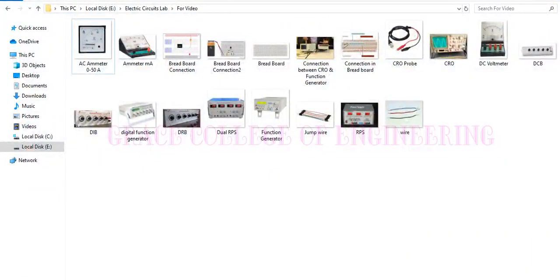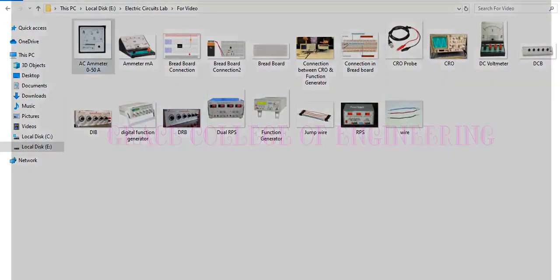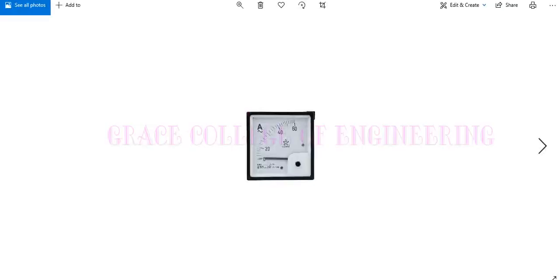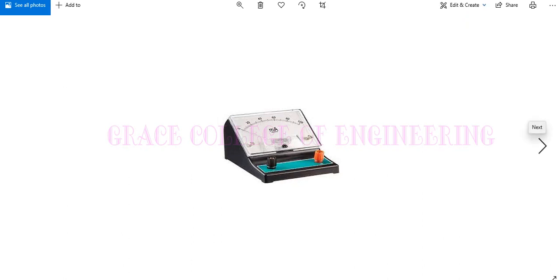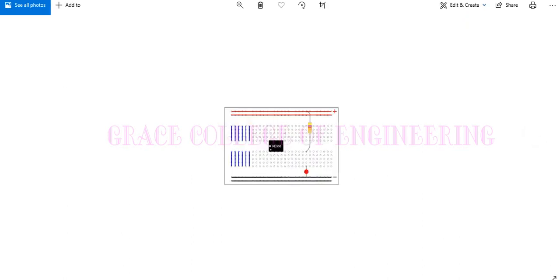Now we can see the basic diagrams which we want to study for doing these experiments. This is the AC ammeter. We can see the symbol of AC by the sine wave here, and this is the milliammeter, and this is a DC milliammeter. Therefore there is a line which defines it is a DC current.